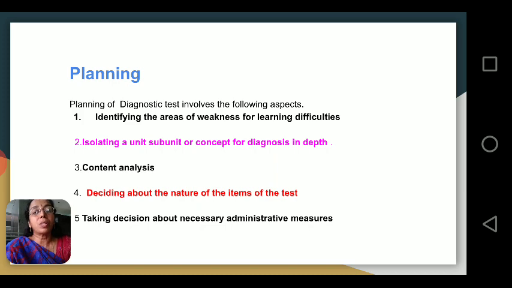Then the fourth step is deciding about the nature of the items of the test. The items you want to include in the test have to be decided prior to its construction. It may be multiple choice items, short answer type items, or like that. Then the fifth step is taking decisions about necessary administrative measures. These five aspects have to be considered while planning a diagnostic test.